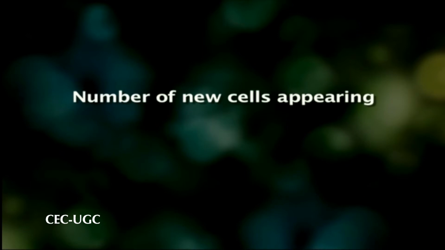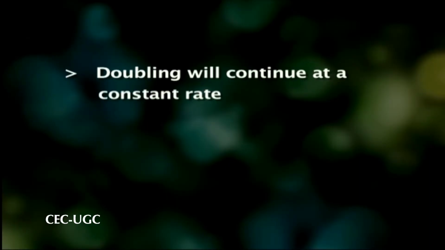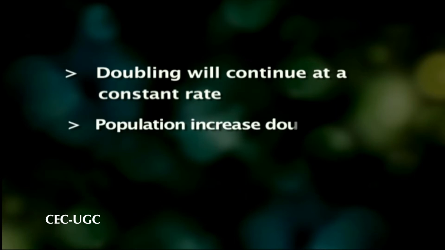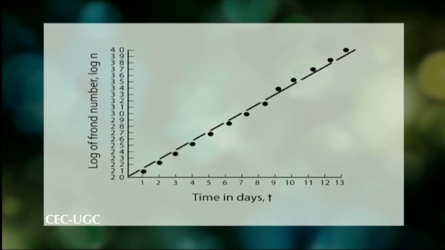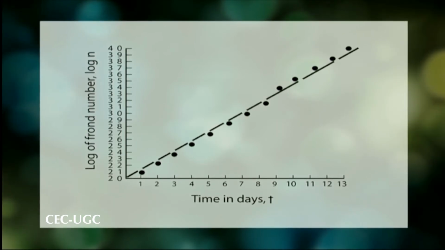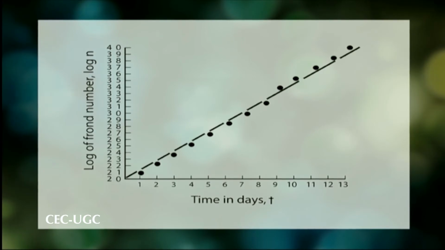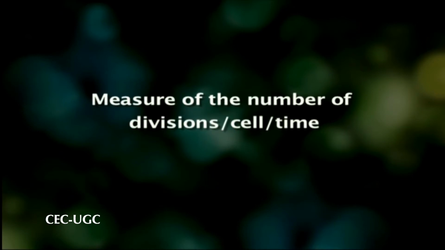The number of new cells appearing per unit time is proportional to the present population. If growth is not limited, doubling will continue at a constant rate so that both the number of cells and the rate of the population increase double with each consecutive time period. For this type of exponential growth, plotting the natural logarithm of cell number against time produces a straight line. The slope of this line is the specific growth rate of the organism, which is a measure of the number of divisions per cell per unit time.